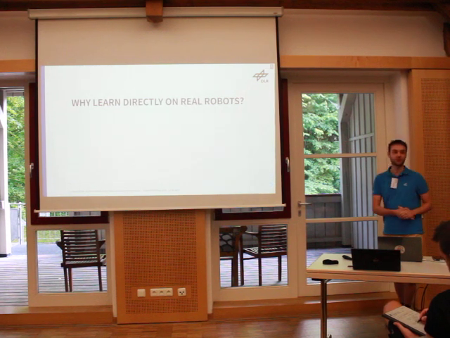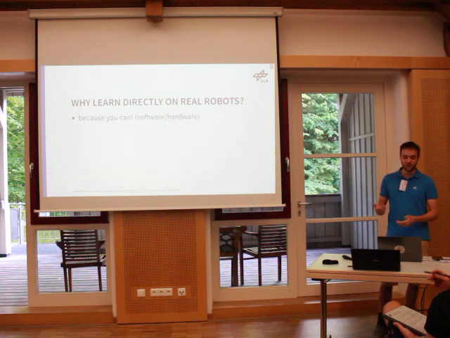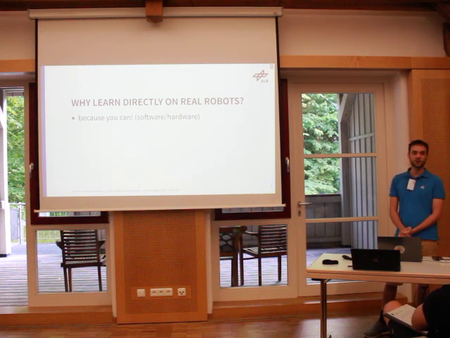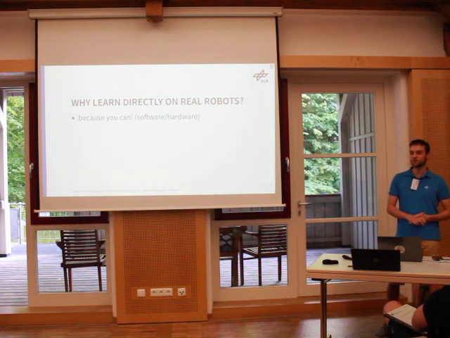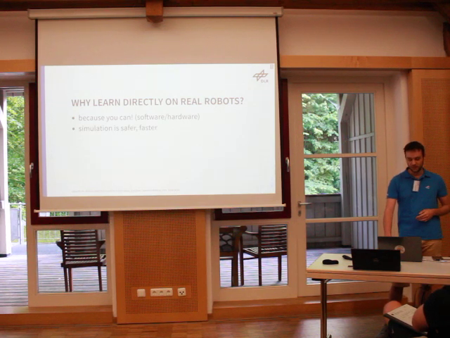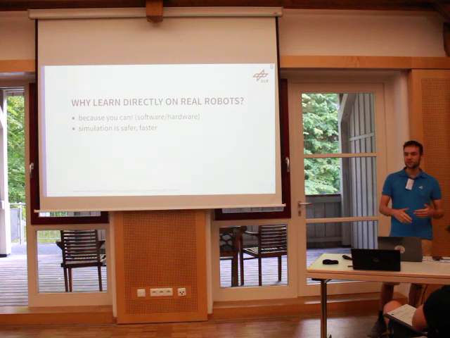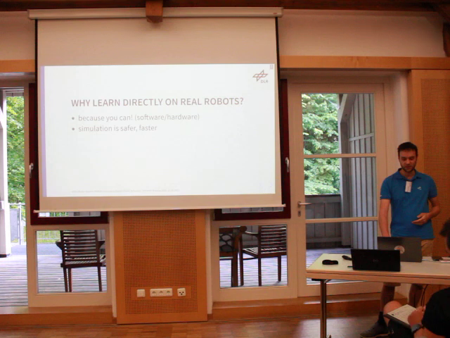But learning on a real robot also comes with its own challenges. So why do I want to learn on a real robot? One reason is that now we can, because we have both the hardware which is robust enough, for instance in the case of BERT, and we have the software which is fast and sample efficient enough to actually do that. Of course, simulation is safer and faster. You can try all new ideas. If you need to jump or do a backflip, you can directly try it.